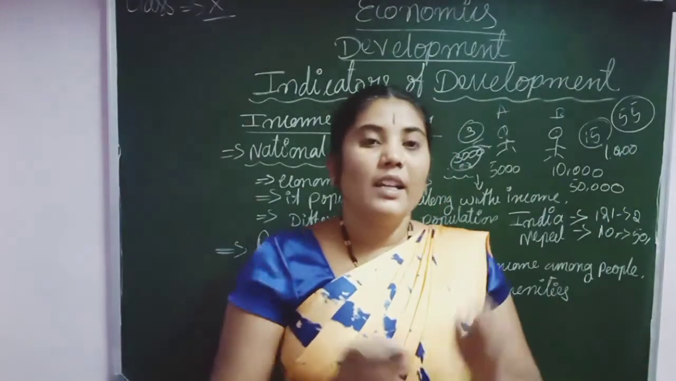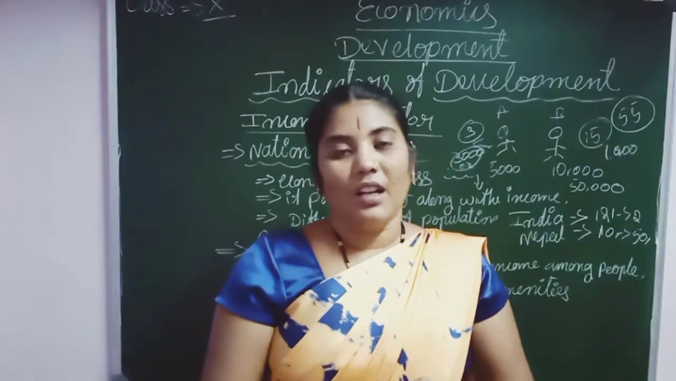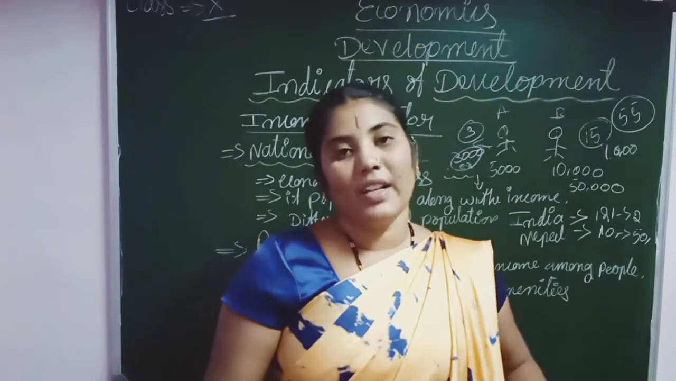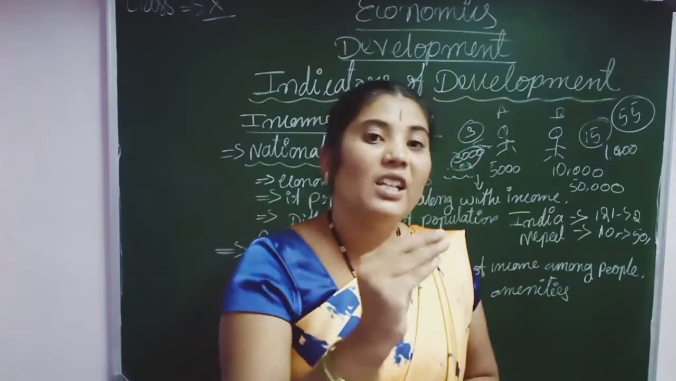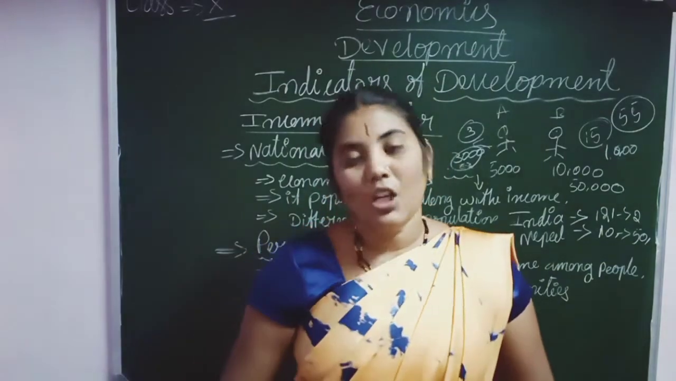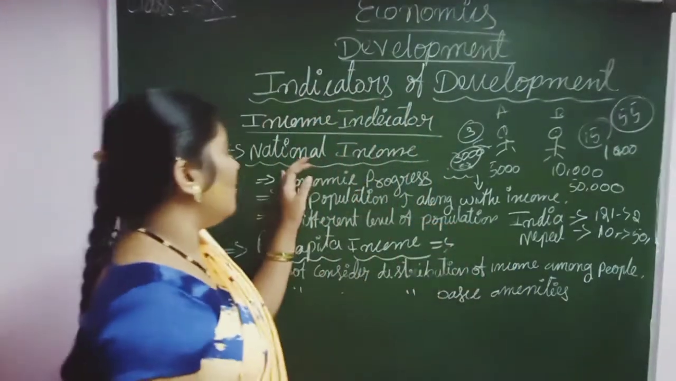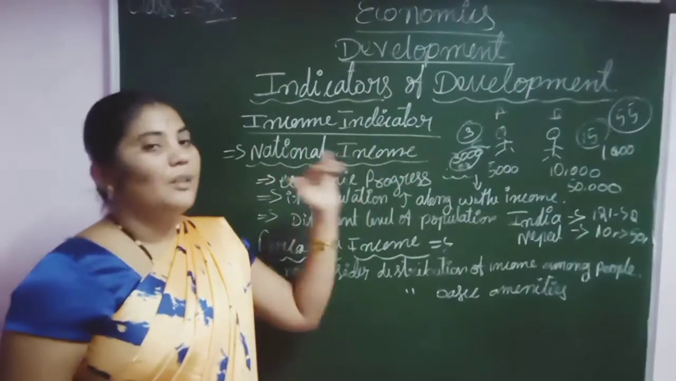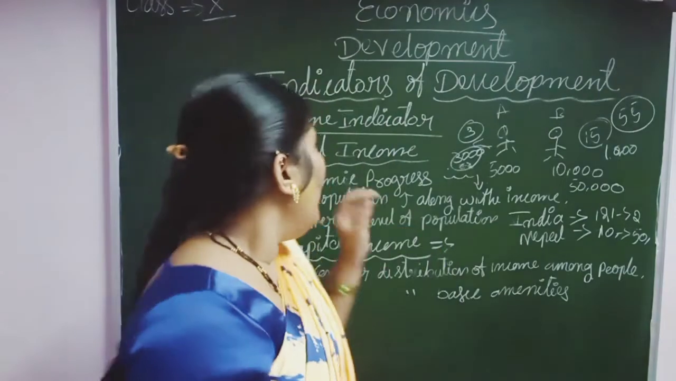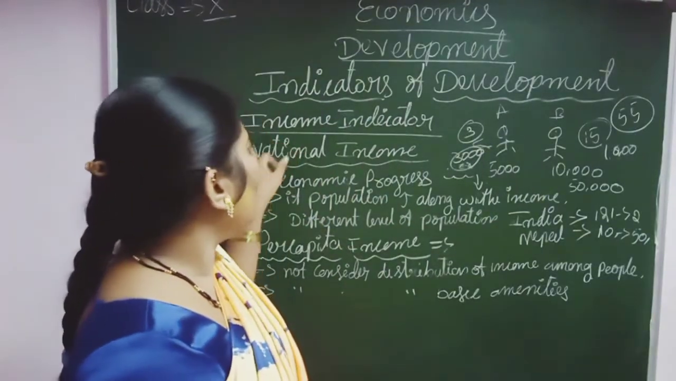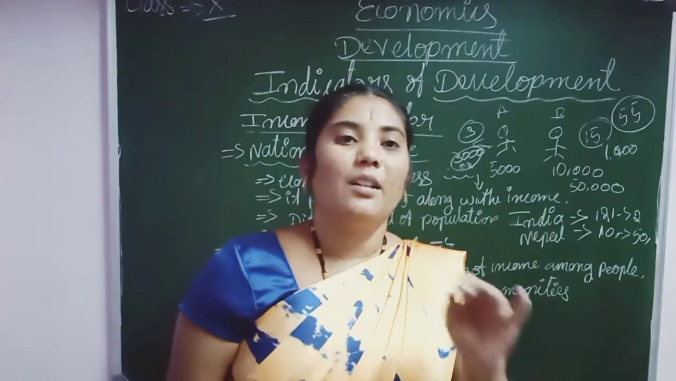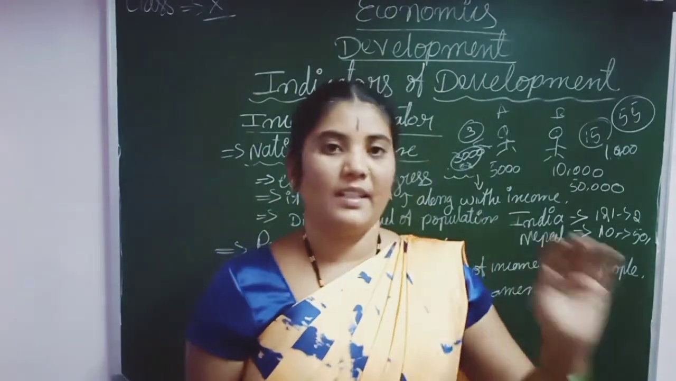Understand this. Income is not a measurement, because social welfare is very necessary. How much the country is providing fundamental facilities to its people is also necessary. So we do not consider national income a true measure to measure development. Yes, here then what is it? It is the applied question: national income is not a true measure to measure development. Why?